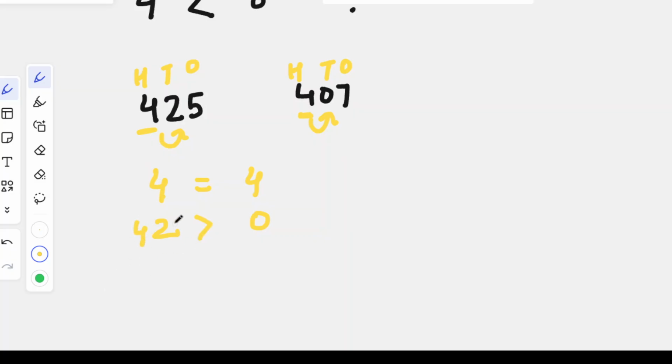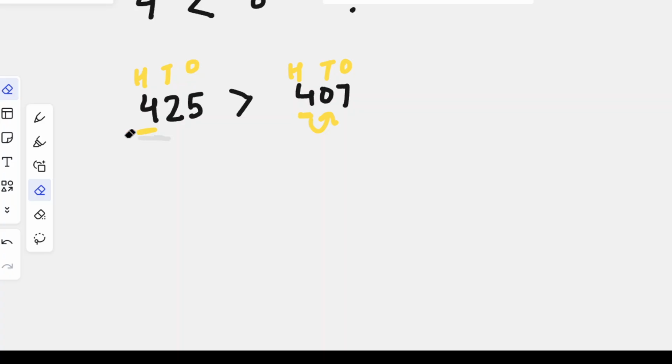So 425 will be greater than 407. Clear? So we will put the sign like this. Clear? 425 is greater than 407.